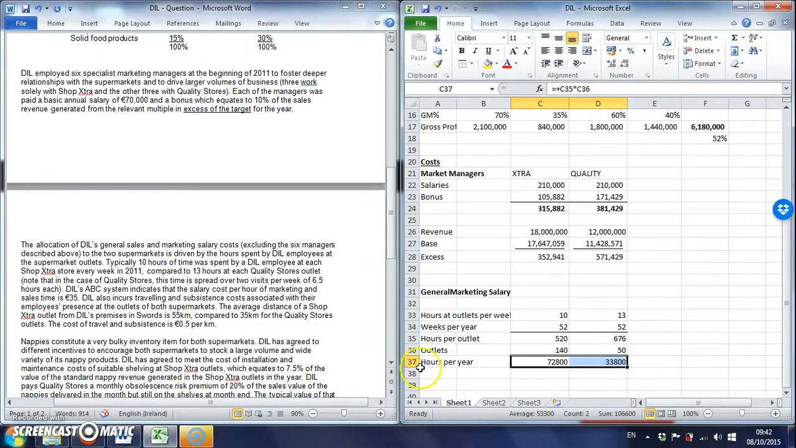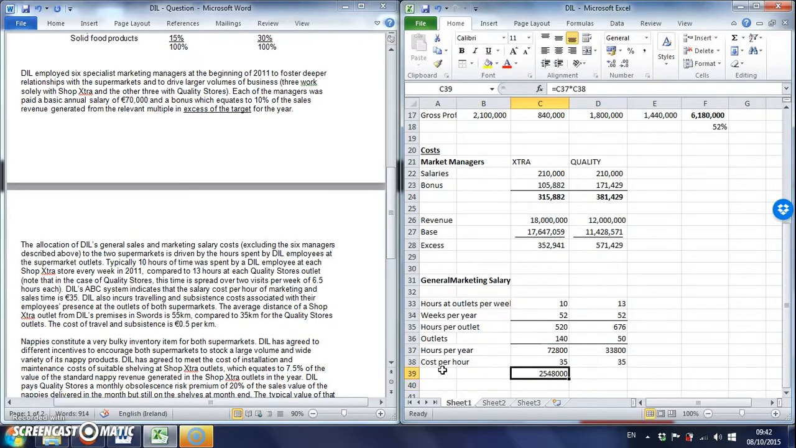And finally then, we're going to look at the cost per hour based on our ABC system that's already done and it's given to us. It is 35. Therefore the total cost is 72,000 hours and 33,000 hours. So that gives us the general marketing cost that can be allocated to each customer. 2.5 million and 1.183 million.